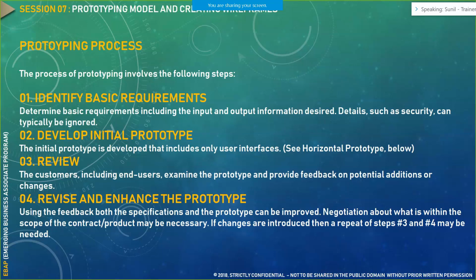After that, if a revision is needed, you revise and enhance the prototype, and you again get that prototype reviewed by your business stakeholders. If they approve it, then that's your final prototype. So these are essentially the 4 things that you need to follow as part of your prototyping process: identify the basic requirement, develop the initial prototype, review, and then revise and enhance the prototype. So review has 2 branches. One, if modification is needed, then you revise it. If modification is not needed, then it's your final approved prototype. Send it to the development team for development purposes.